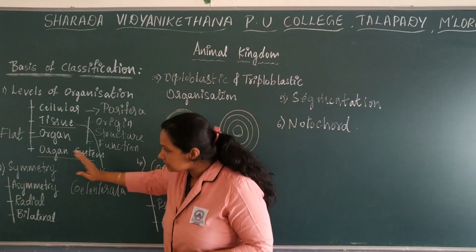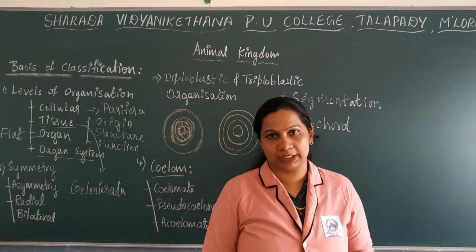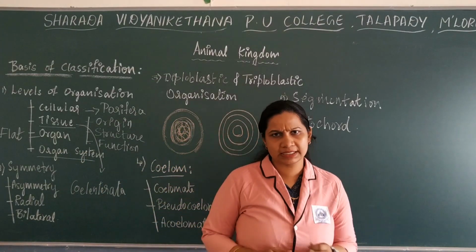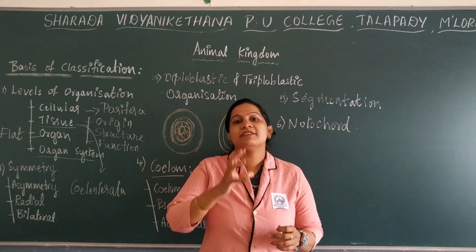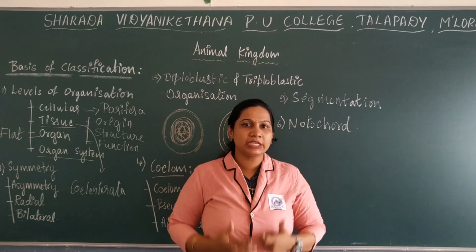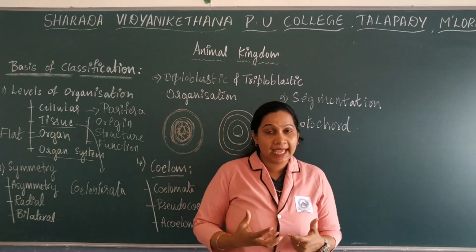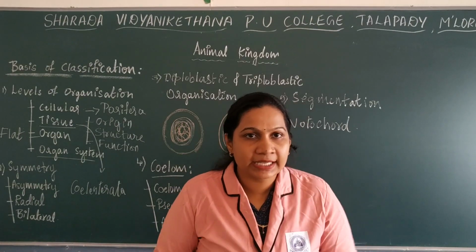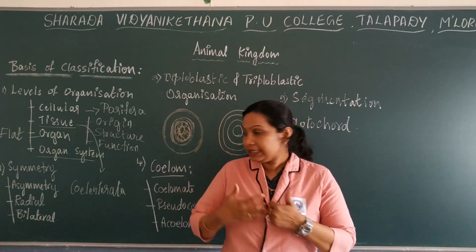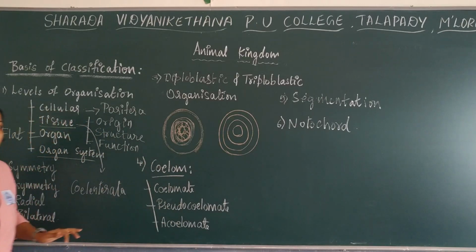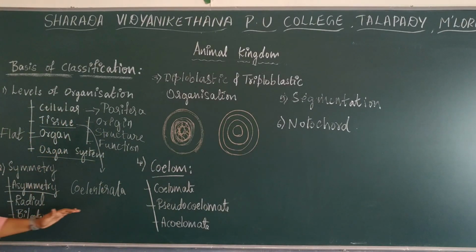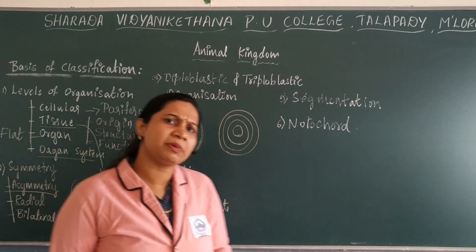So organisms are classified based on how their body is organized, right? Next is the second one, symmetry. What do you mean by symmetry? Whether we can divide an organism into two equal halves, at any angle. First and foremost is asymmetry, for example sponges. Sponges represent asymmetry. What do you mean by asymmetry?